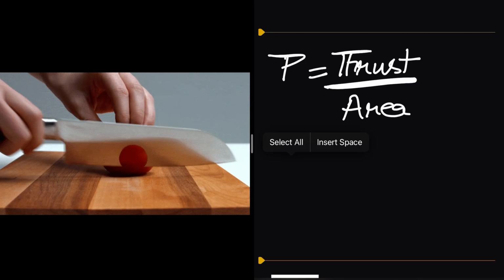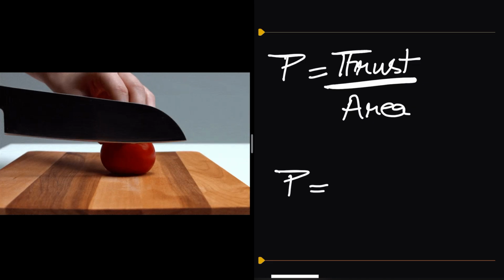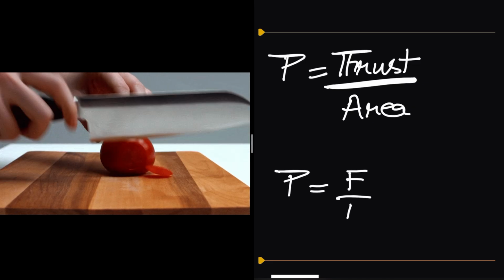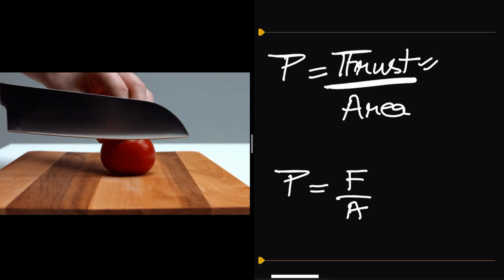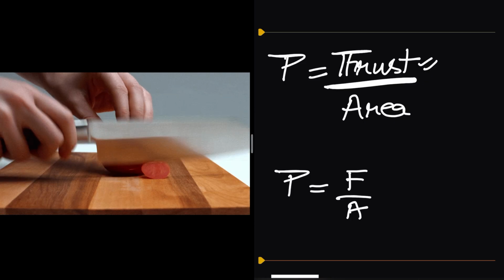Now what is this term thrust? Thrust is nothing, students, but a force which is acting normally on any surface. So pressure is what? Force upon area. Thrust is a force acting normally on any surface.